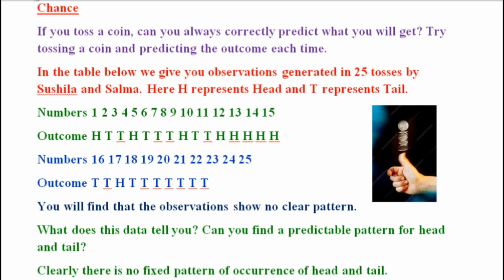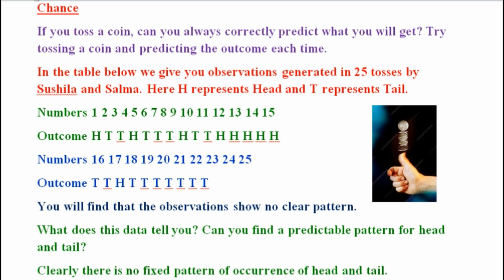If you toss a coin, can you always correctly predict what you will get? Try tossing a coin and predicting the outcome each time. So in the table below are the observations generated in 20 tosses by Susila and Salma. Here H represents head and T represents tail. You see, they are recording their trials. Numbers mean the number of trials.